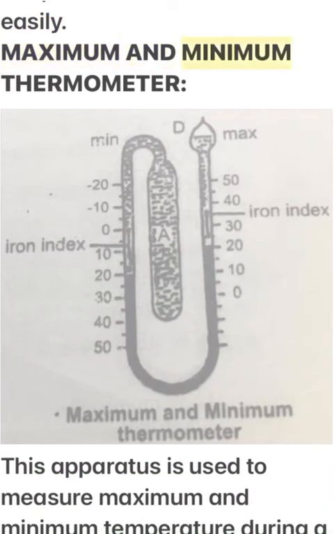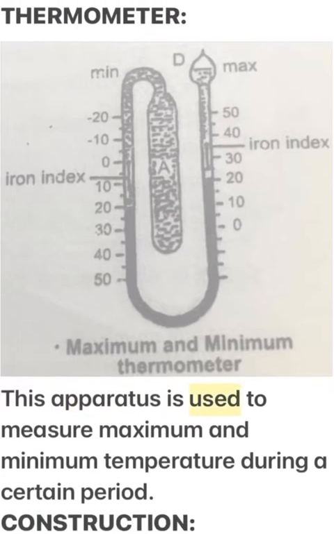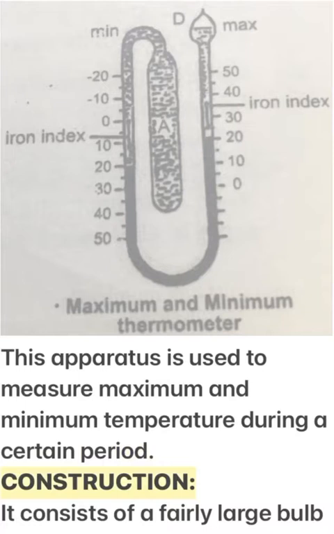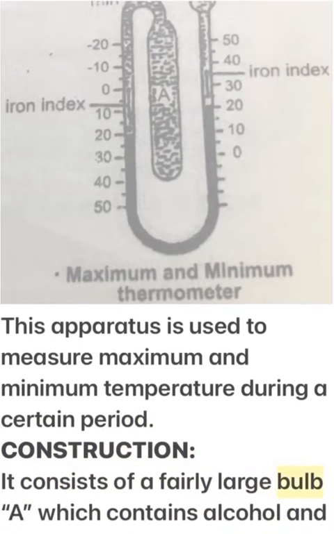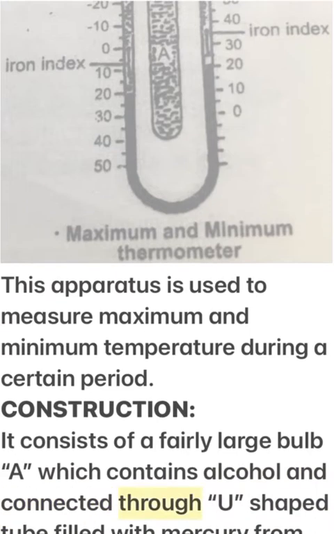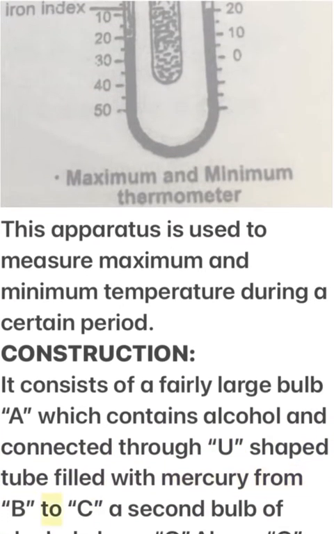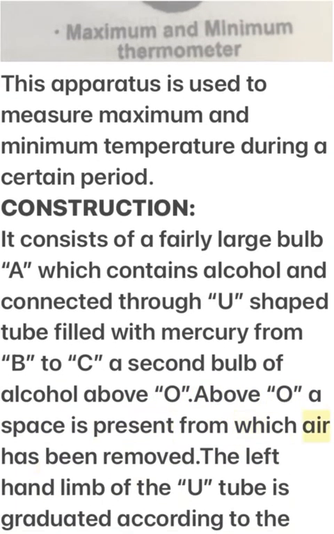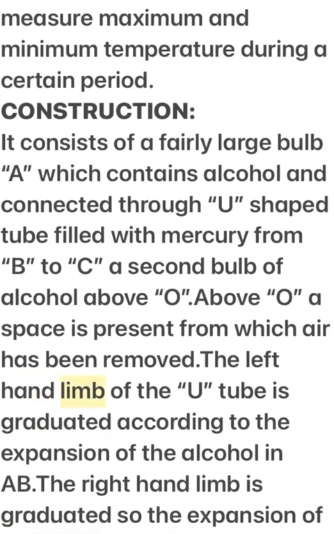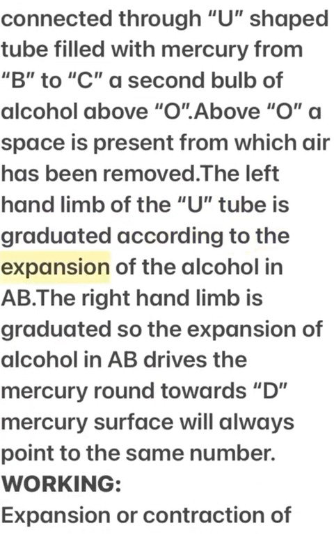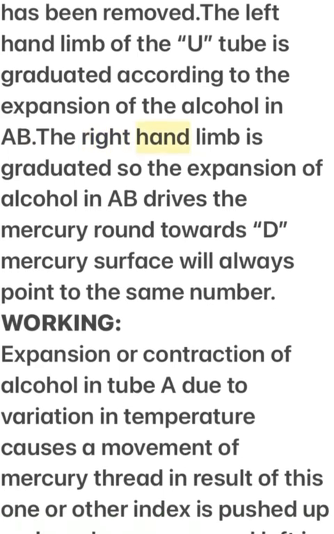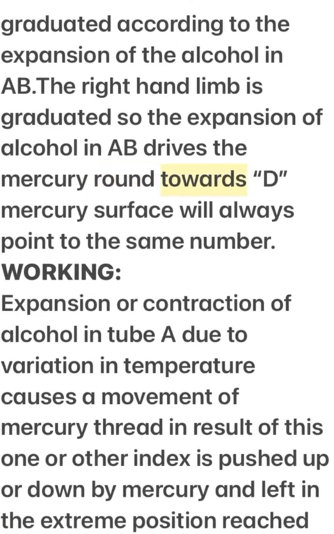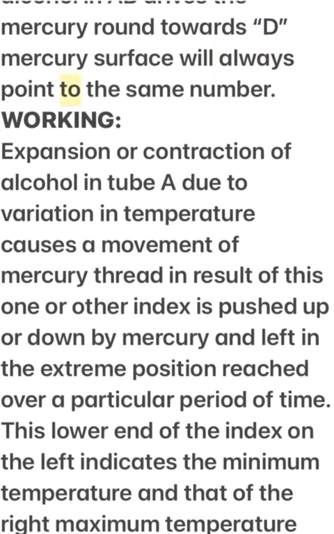Maximum and minimum thermometer. This apparatus is used to measure maximum and minimum temperature during a certain period. Construction: it consists of a fairly large bulb A which contains alcohol and is connected through a U-shaped tube filled with mercury from B to C. A second bulb of alcohol is above O. Above O a space is present from which air has been removed. The left-hand limb of the U-tube is graduated according to the expansion of the alcohol in AB. The right-hand limb is graduated so the expansion of alcohol in AB drives the mercury round towards D. The mercury surface will always point to the same number.